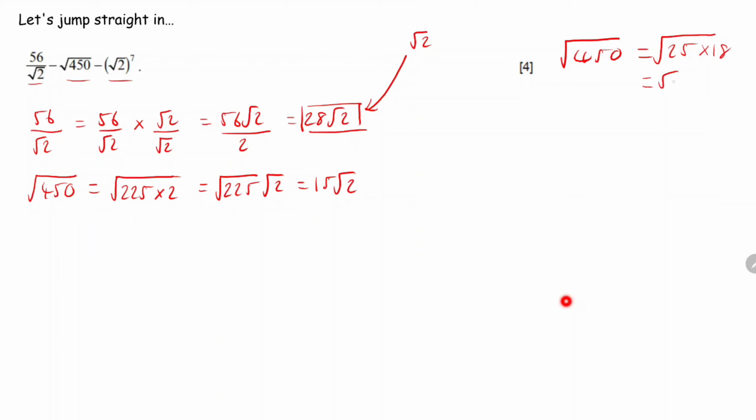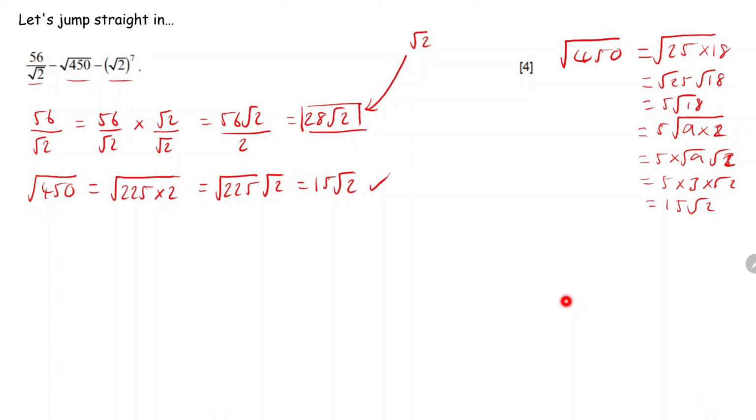That would have given us root 25 times by root 18, which gives you 5 root 18. Then you could have simplified the root 18 to 9 times by 2, which would have given you 5 root 9 root 2. Sorry, not root 3, root 2. Which would have given you 5 times by 3 times by root 2, which would also give you the 15 root 2 that we needed. Okay, so you can simplify surds in steps if you want.